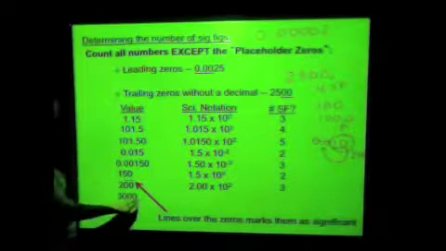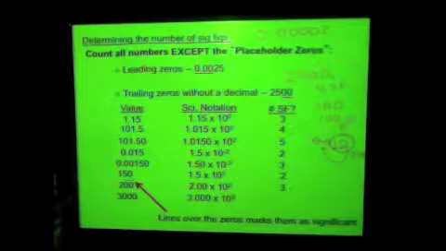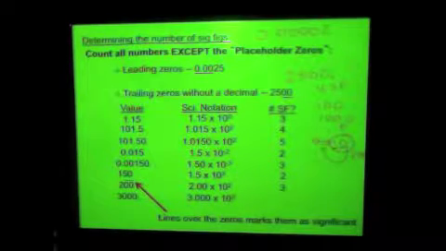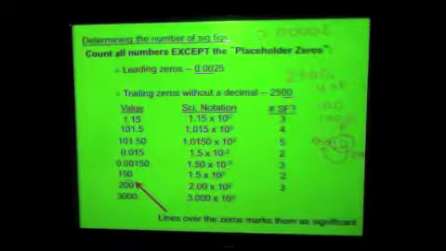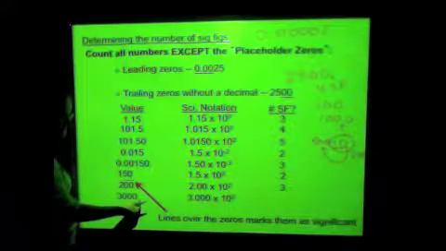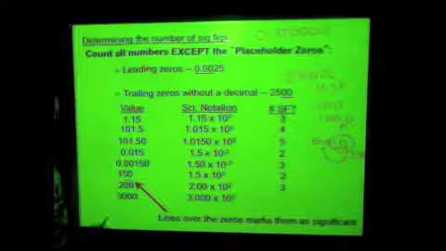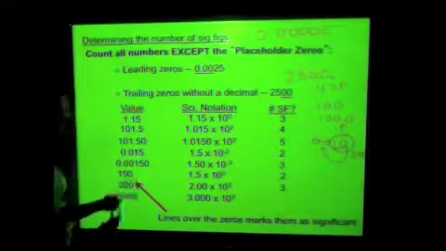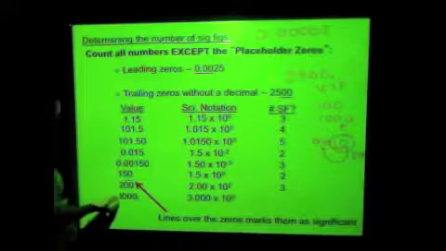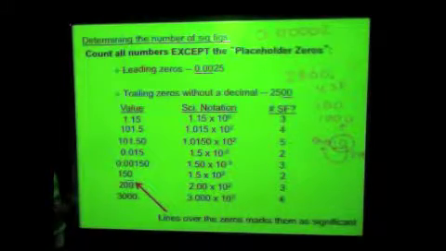3,000 with the decimal at the end. Scientific notation. So we're going to go 1, 2, 3 times to the left. So that makes it 3.000 times 10 to the 3. And then to get sig figs, no leading. We do have trailing in the back, but we also have a decimal. Trailing plus decimal means significant. So that gives us 1, 2, 3, 4.